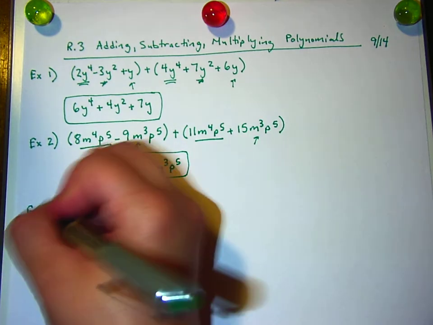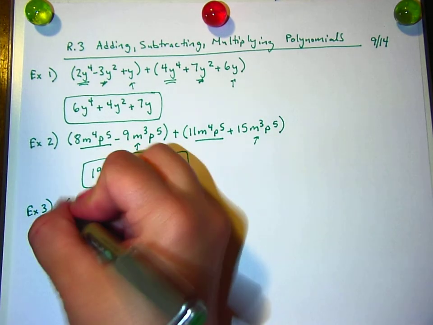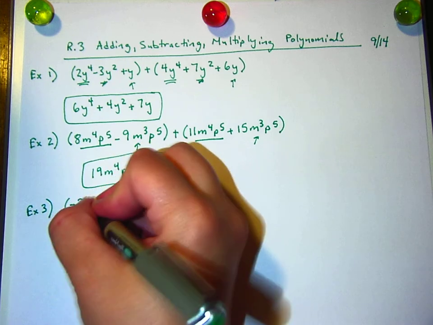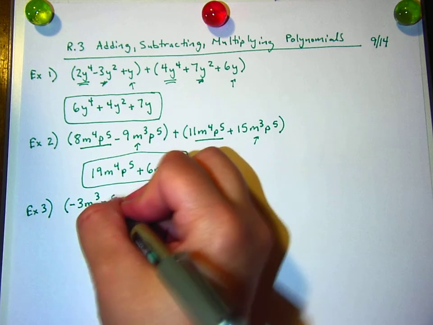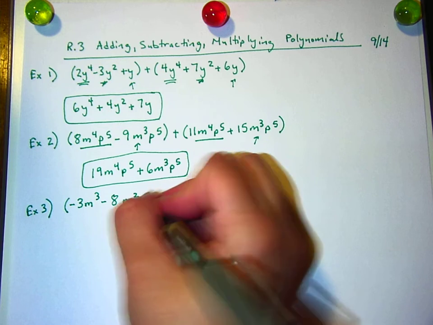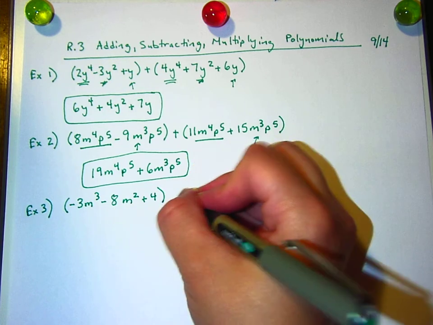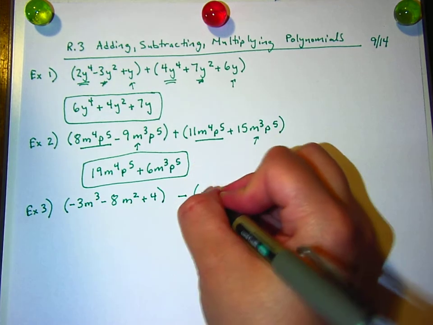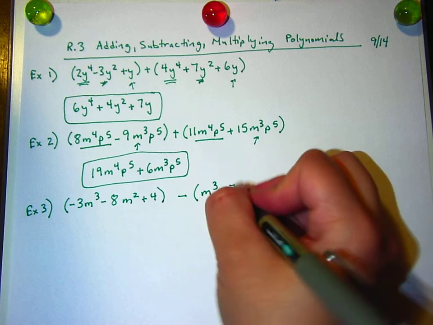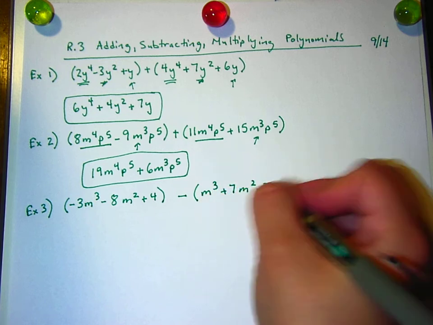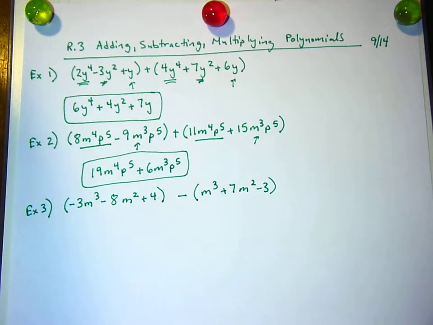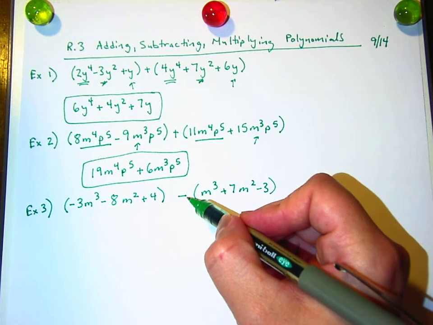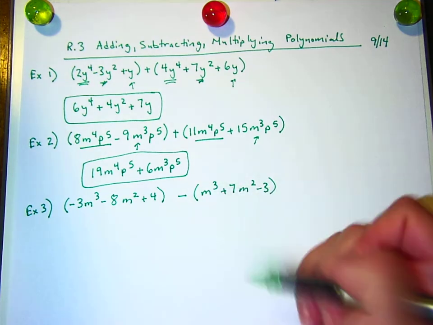Example 3. Alright, negative 3 m to the 3rd minus 8m squared plus 4, in parentheses, minus another set of parentheses: m to the 3rd plus 7m squared minus 3, and close parentheses. Like that. So this time, instead of adding polynomials, we're subtracting polynomials, which really just means that we're subtracting each part of this.